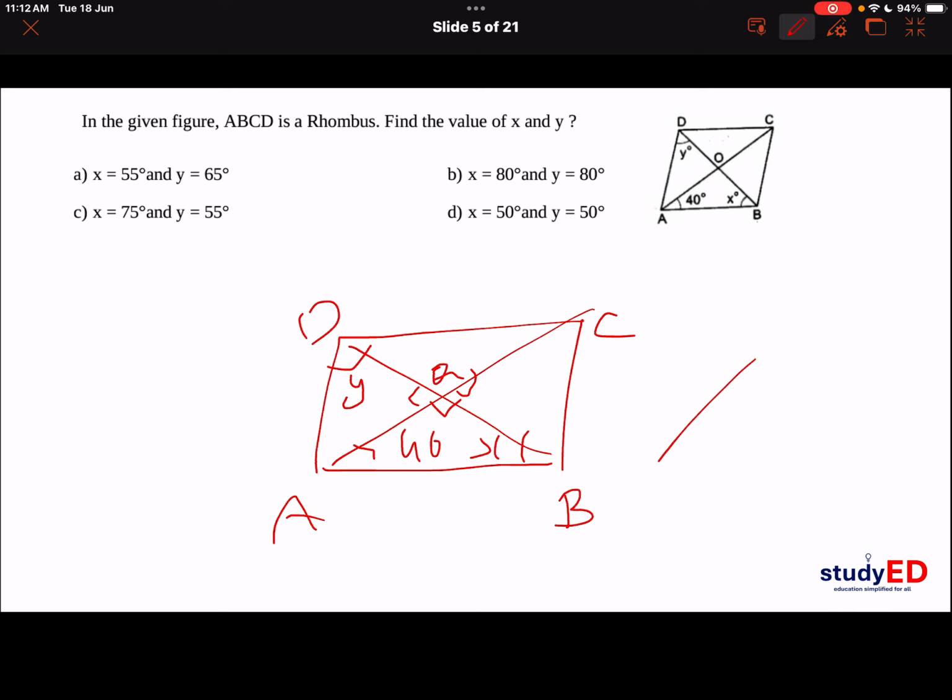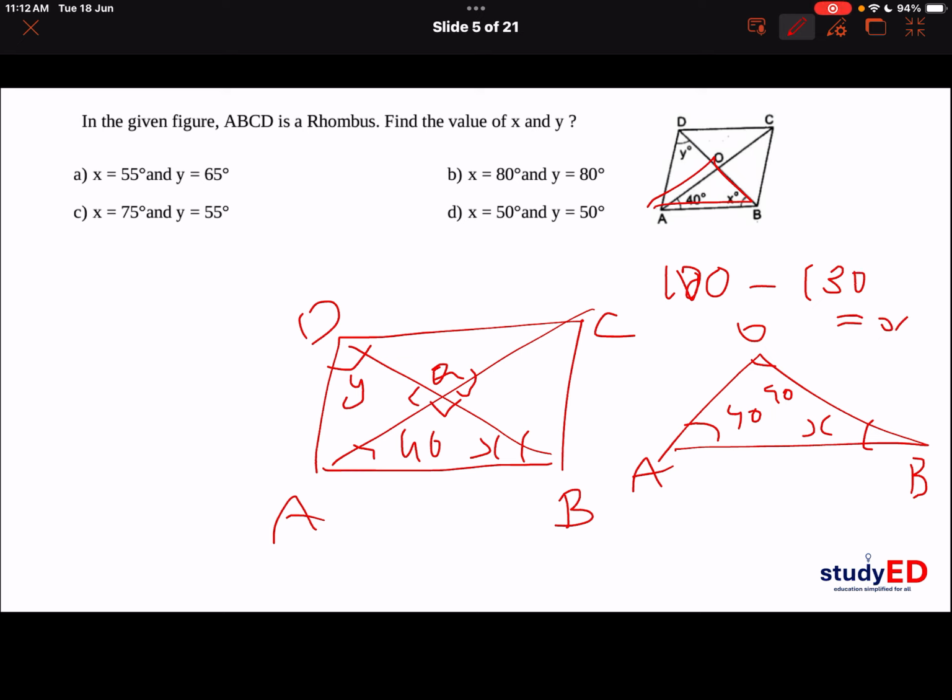triangles. See, if we take a part of this, AOB, 40, 90 and X. So that's 180 minus 40 plus 90, 130 is X. X is 50. Now we can do 2 things to find Y over here, but we'll take the simplest one of them, AOD.